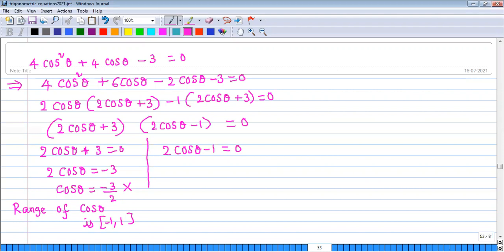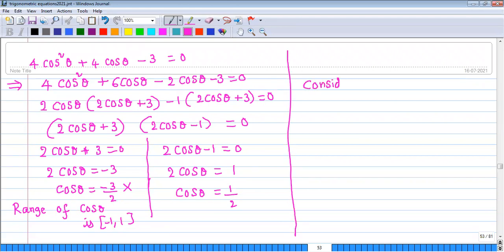So now, 2 cos theta equals 1, so cos theta equals 1 by 2. 1 by 2 lies between minus 1 and 1, so it is valid. So now we need to find the solution. Consider cos theta is equal to 1 upon 2. Now we need to find the principal solution.